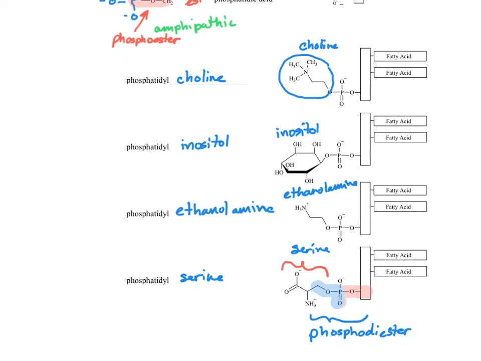So lastly, let's just make a note that, as we said for phosphatidic acid, which was PA, we sometimes call this PC, PI, PE, and PS.